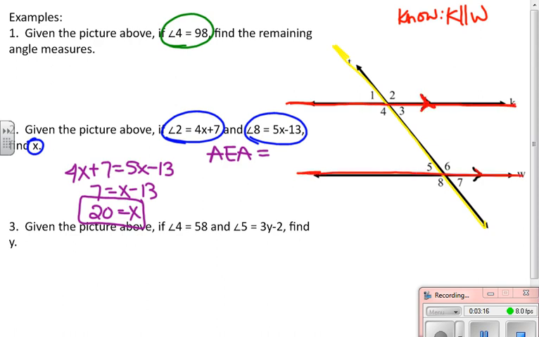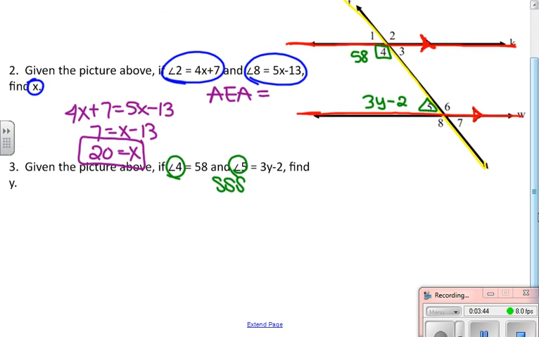In this last example, again, my lines are parallel. That's given to me, so I know I have my angle relationships. Which ones am I dealing with? 4 and 5. Angle 4 is here, 5 is here. Those are on the same side of the transversal. They are inside the parallel lines, so they are same side supplementary. So if 4 is 58 and 5 is 3y minus 2, what I can write is that 58 plus 3y minus 2 is equal to 180 because they're supplementary.